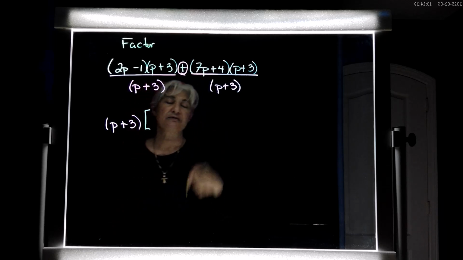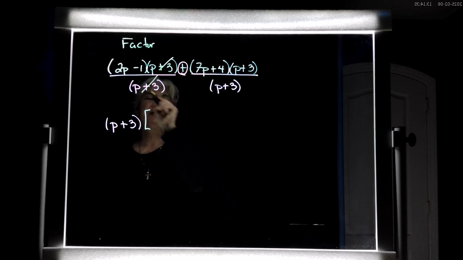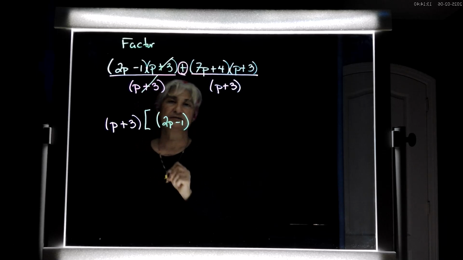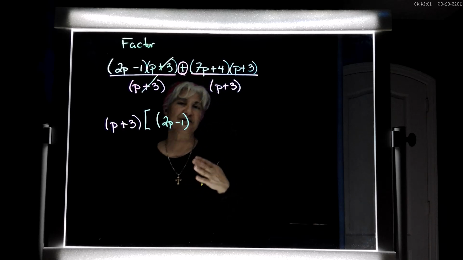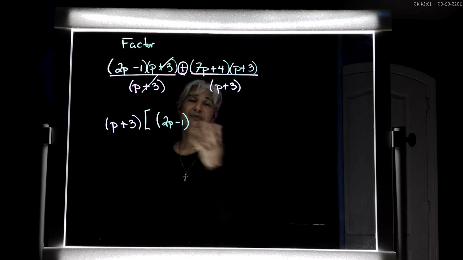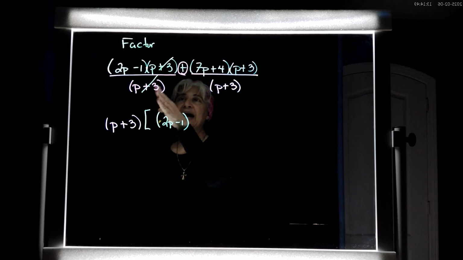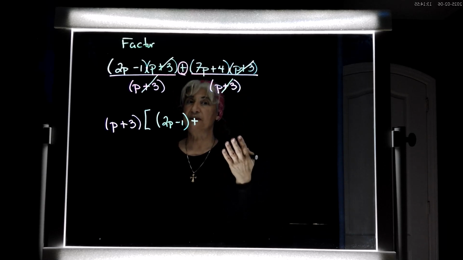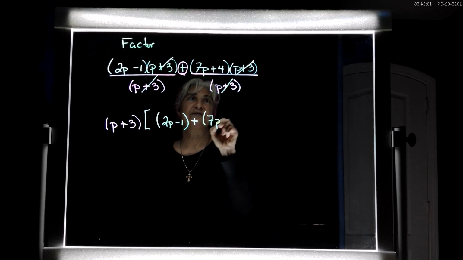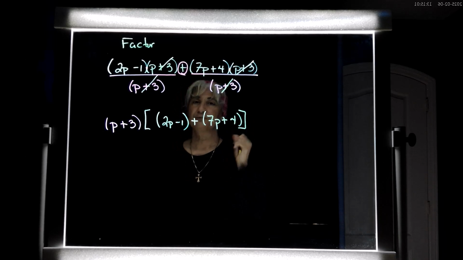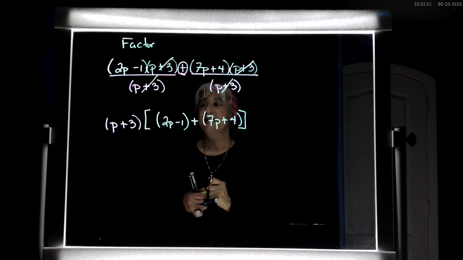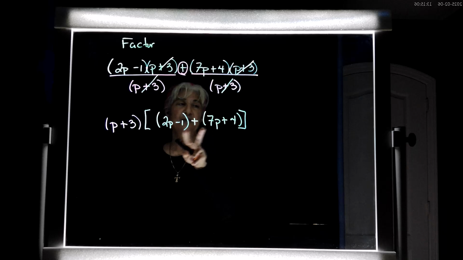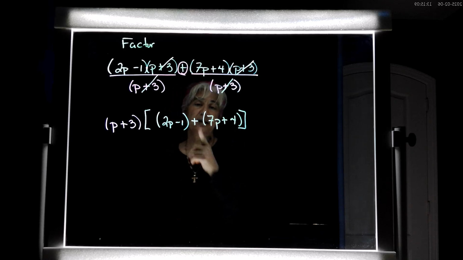Okay, now let's see what remains. So I'm going to use brackets. It's the same as parentheses, and you'll see why in a moment. In the first term, the p plus 3's cancel, and I'm left with the parenthesis of 2p minus 1. I don't like a whole lot of parentheses next to each other, so if I need another set of parentheses, I'm going to use a bracket. Same thing. After that is the plus sign, and then on the second term, the p plus 3's cancel, and what remains is the other parenthesis of 7p plus 4. Got it? Cool?